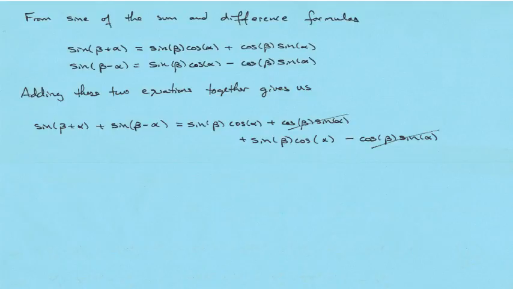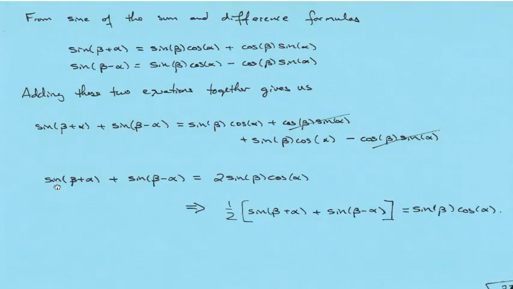Well, if we add these two equations together, our cosine of beta sine of alpha will cancel out, and we will be left with sine of beta plus alpha plus sine of beta minus alpha is 2 sine of beta cosine of alpha. Once again, dividing both sides by 2, we end up with our last product to sum formula, as in sine of beta times the cosine of alpha is going to be 1/2 sine of beta plus alpha plus sine of beta minus alpha.